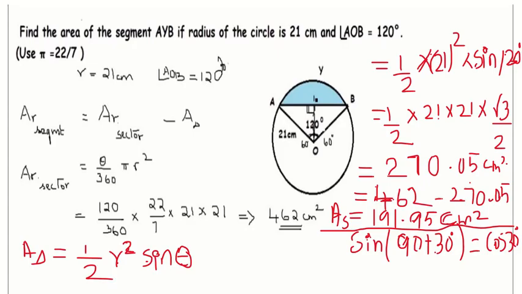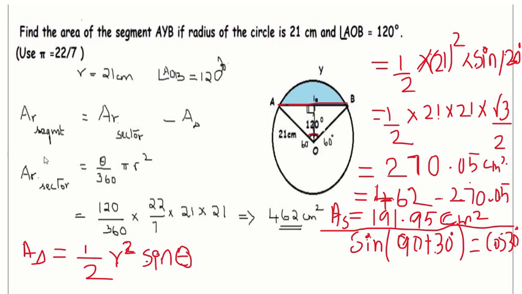Okay, next we are going to see one problem. Find the area of the segment AYB. They are asking about this segment, right? This part, AYB. If the radius of the circle is 21 centimeter and the angle AOB is given as 120 degrees, then use pi as 22 by 7. They have given it very clearly, use pi as 22 by 7. The radius, as you know, is 21 centimeter, AO.